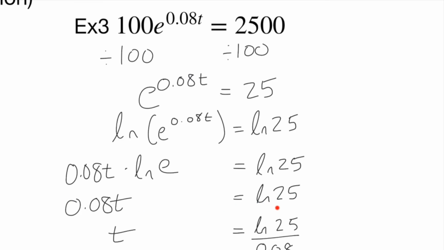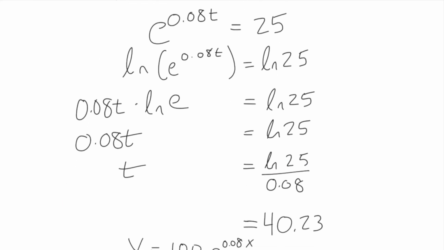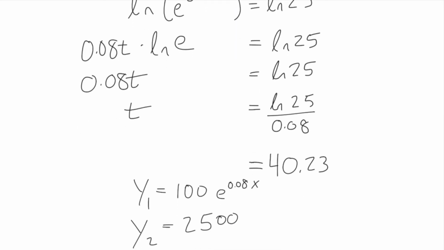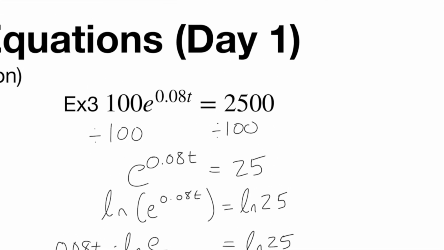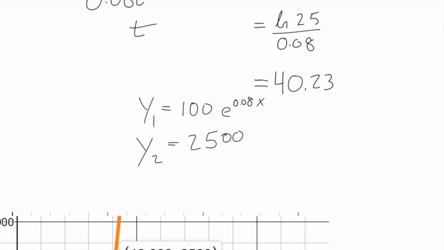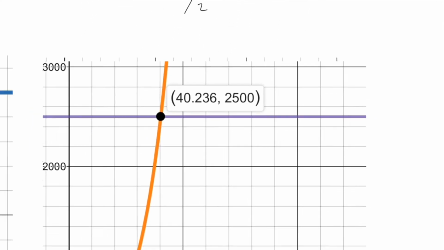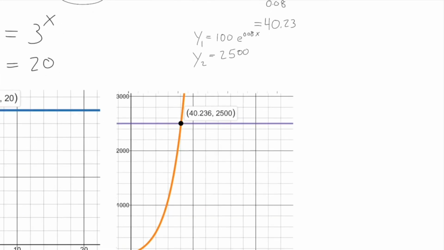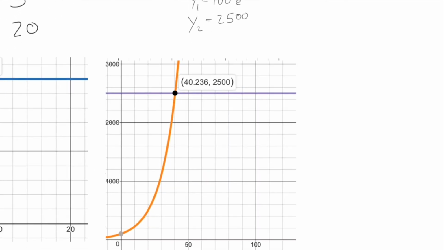However you get to this equation, the next step is definitely to divide both sides by 0.08, and you get this, and you can type all that into a calculator and get 40.23, and that's the answer for t. If you wanted to, you could also determine this graphically, graph the left-hand side, graph the right-hand side, and see where they intersect. And this is where they intersect, right here.